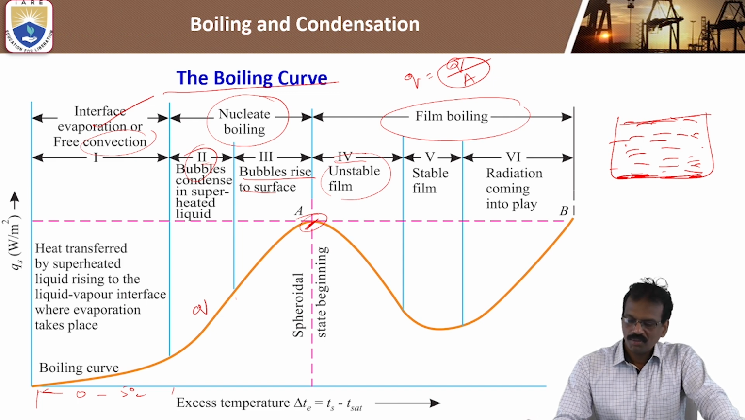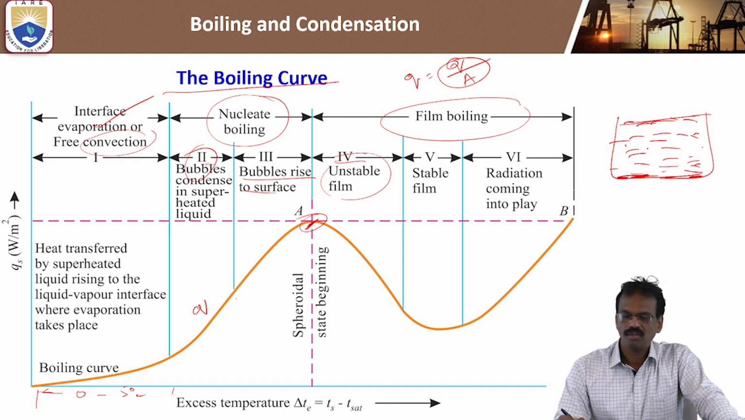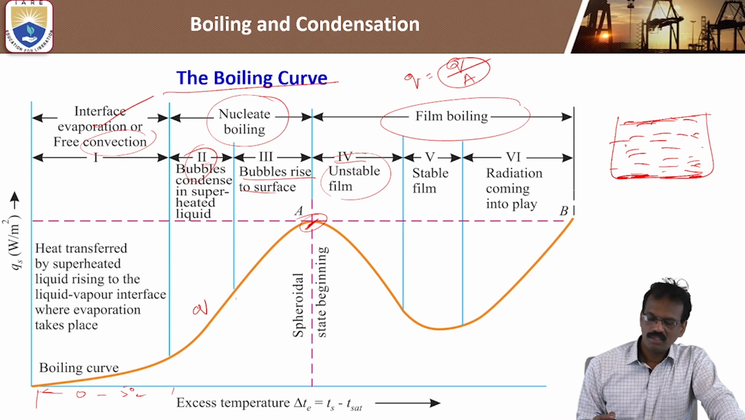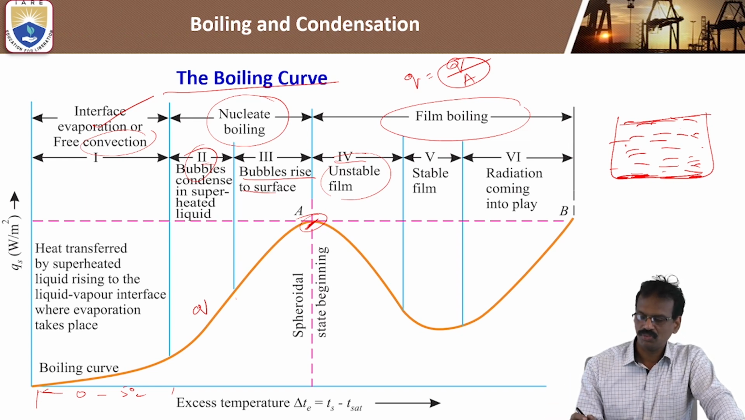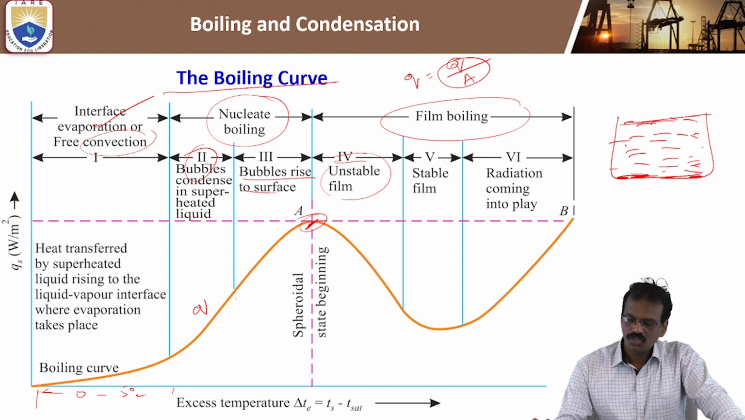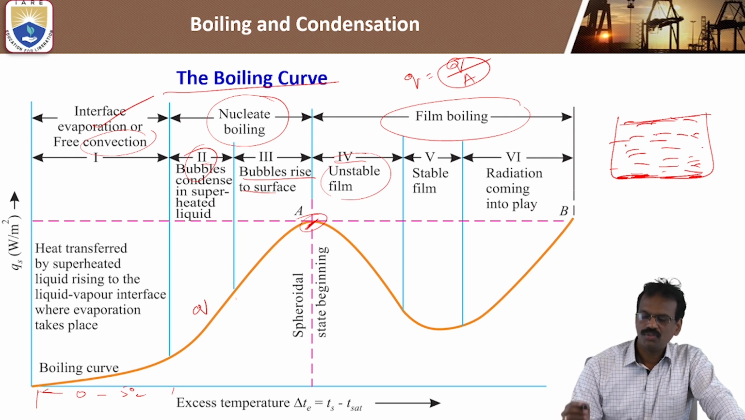Automatically, the conductivity of this film is very low compared to the water. Water conductivity is very high. Film conductivity, gas conductivity, is very low, you know this one. Due to this reason, automatically the heat transfer rate will decrease. The heat transfer from the solid to liquid is opposed by these films, because the conductivity of those gas films will reduce the heat transfer rate from the solid to liquid particles. So gradually, the heat transfer rate will decrease.